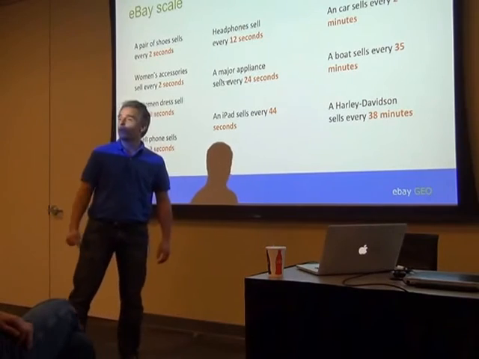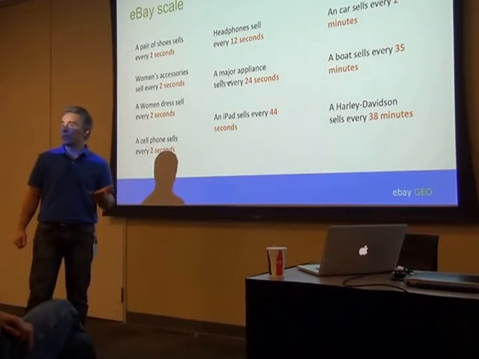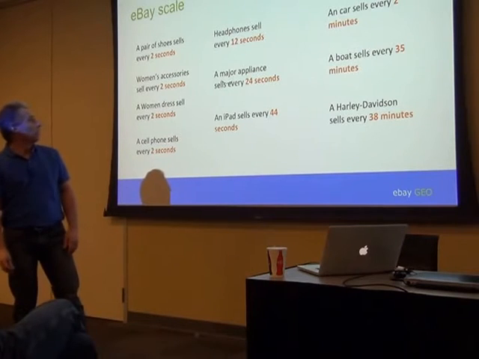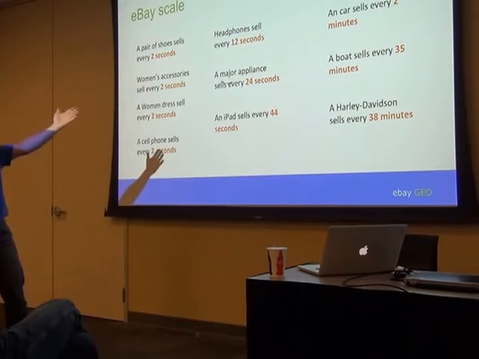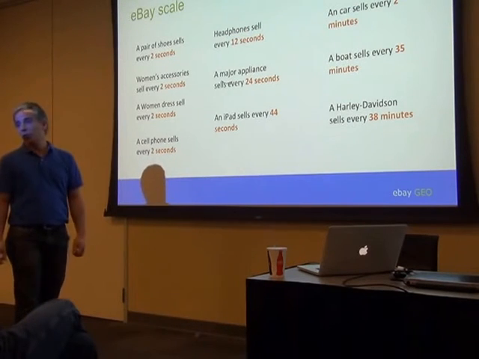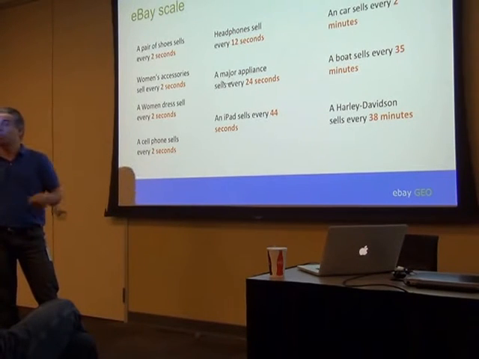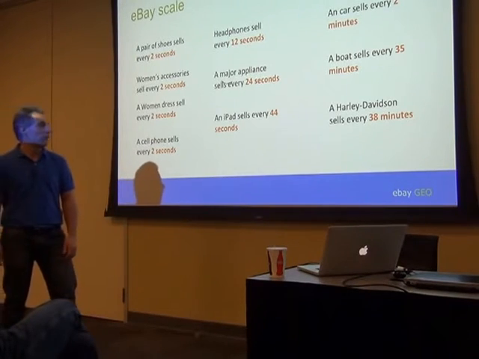Another aspect of eBay which is important to take into account is the scale of things. As I said, we have at any point in time almost 1 billion items available for purchase on the US website. That means that, for instance, we're selling a pair of shoes every 2 seconds, a women's accessory every 2 seconds, a headphone every 12 seconds. We sell a car every 2 minutes on eBay, even a boat every 35 minutes. So not only do we have a large inventory, but also a lot of queries coming. That's another reason we have to be extremely fast in terms of machine translation.